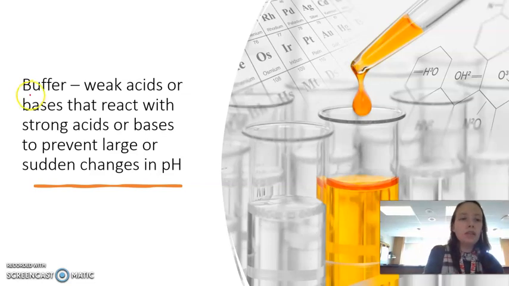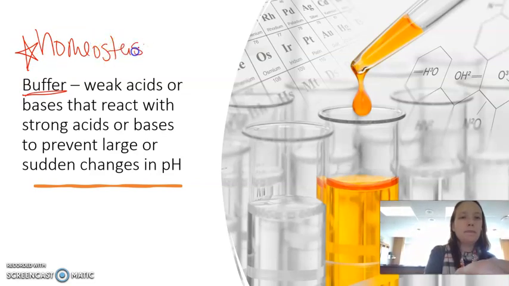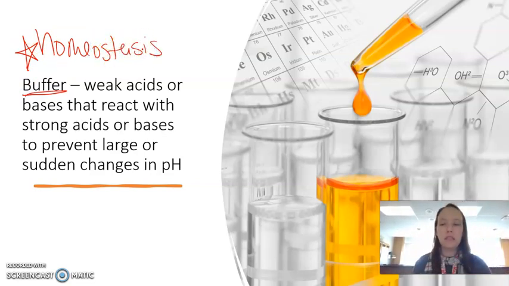This is really important. Buffers here are really important for maintaining homeostasis. Living things need that stable internal environment, and a stable internal pH is one of those things that they're going to need to maintain. So they do that with buffers. So next up, we're going to take a look at an example of how living things can use buffers in order to help them maintain homeostasis.